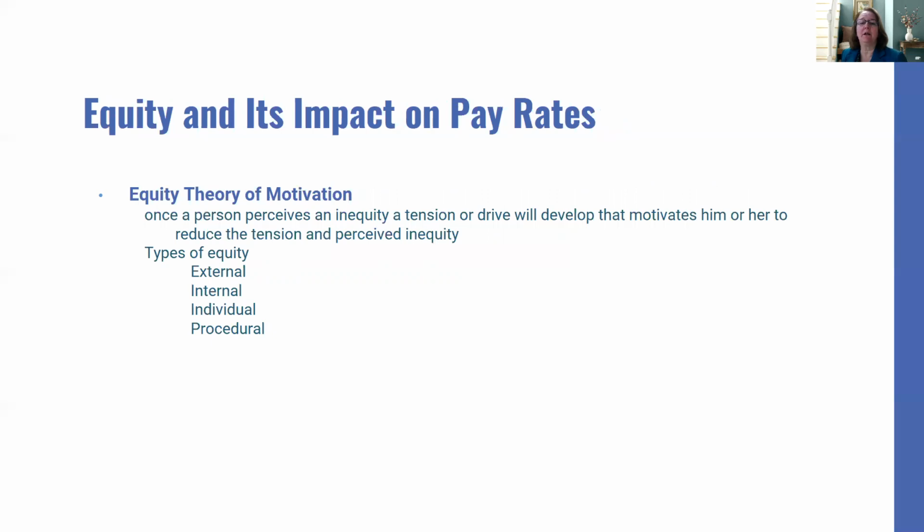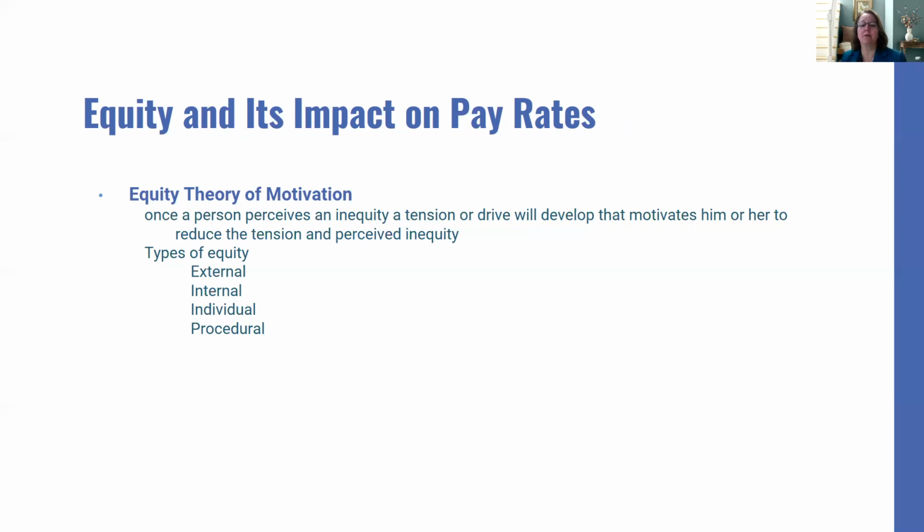The equity theory of motivation postulates that people are motivated to maintain a balance between what they perceive as their contributions and their rewards. Equity theory states that if a person perceives an inequity, a tension or drive will develop that motivates him or her to reduce the tension and perceived inequity. So in compensation, one can address external and internal, individual and procedural equity.